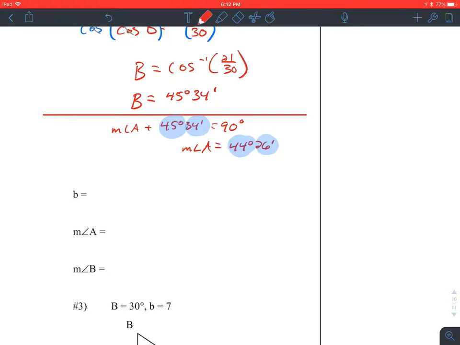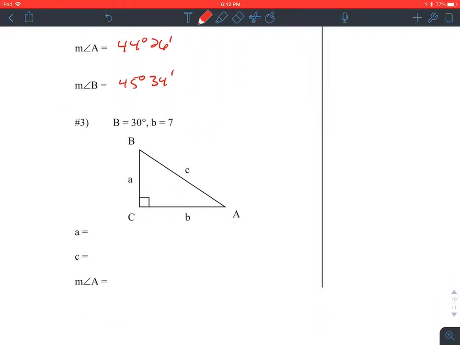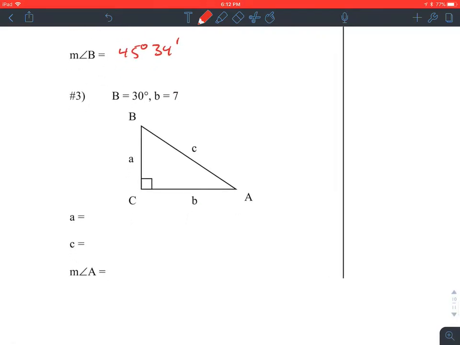Write the answers in the appropriate spots. 21.4, 44 degrees, 26 minutes. And let's see, measure of angle B, we got 45 degrees, 34 minutes. Number 3, whoa, we are out of room here. That's unfortunate. Measure of angle B is 30 degrees. Side B is 7. Here's why it's not so unfortunate.